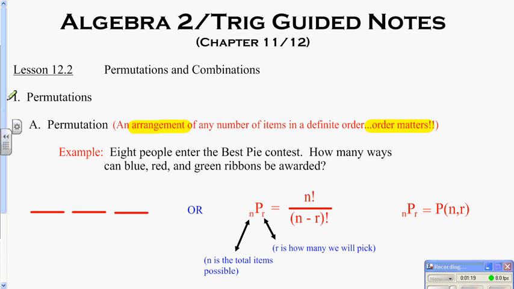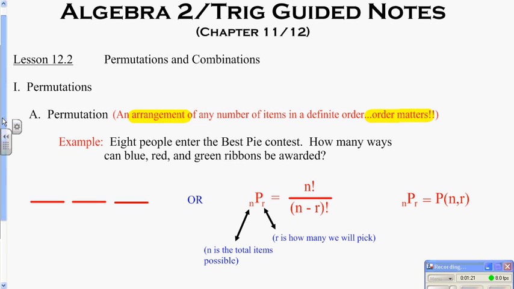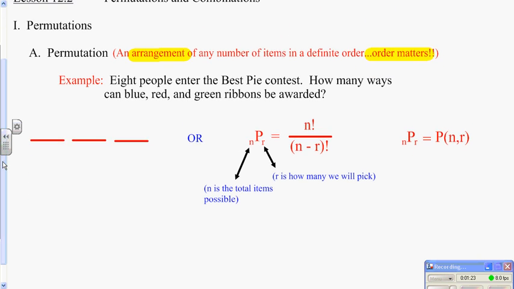There are 2 notations for each. Your calculators can do both. The notation is nPr, or P with n comma r. Either way, n tells you how many there are to begin with, how many are total, and r is how many you will pick. Now you can do this with this formula, and this is what your calculator uses, or you can use the fundamental counting principle.